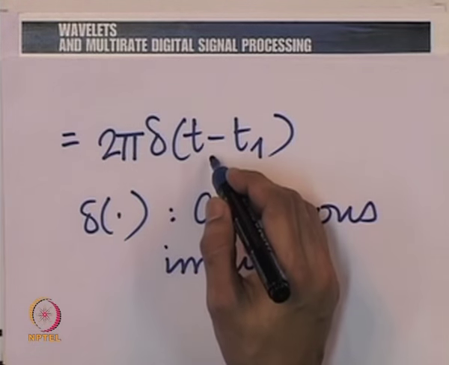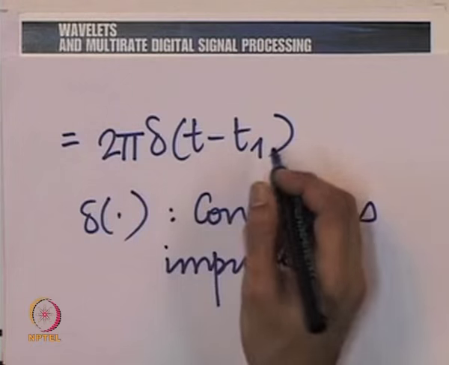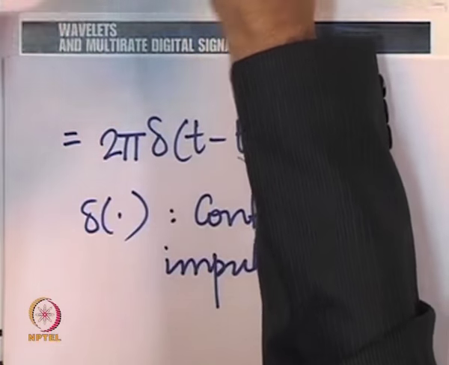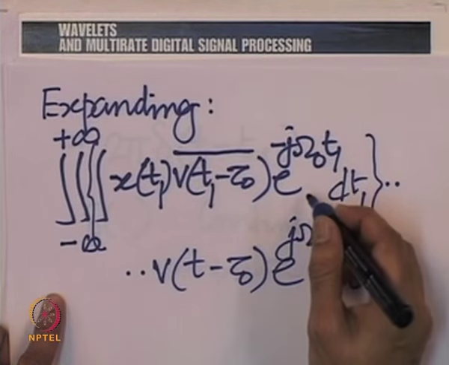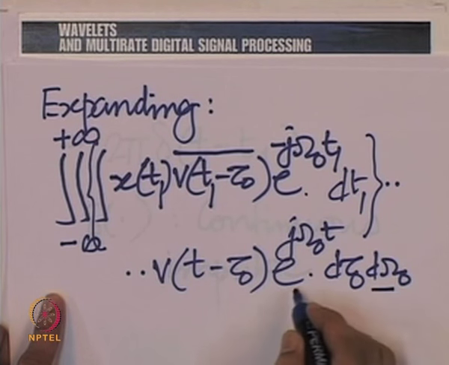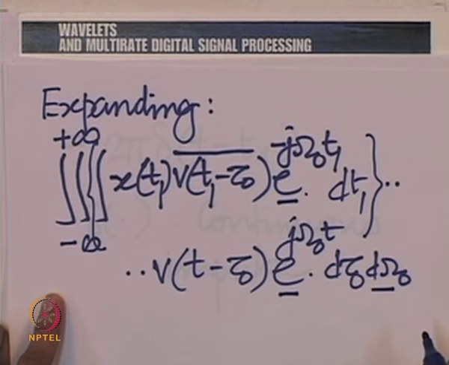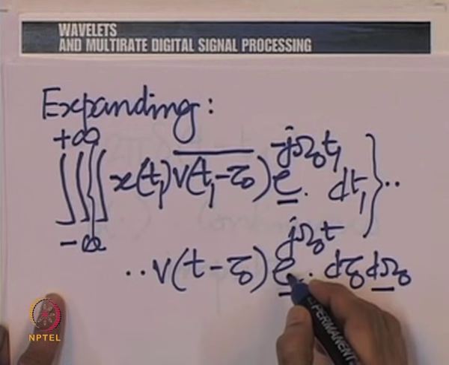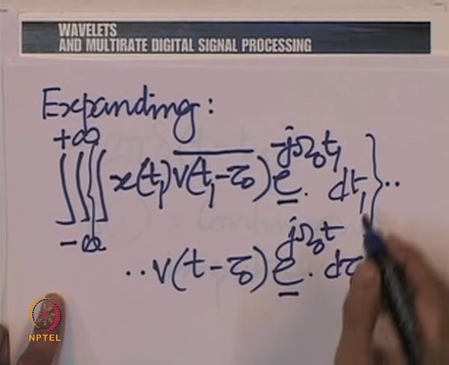And now, I substitute this. When I substitute this, one more integral vanishes. So, let me substitute this back into the original integral that I had, the triple integral. As I said, the triple integral is no longer so frightening. This integral on omega naught, let me underline the terms here. These have been dispensed of with an impulse located at t minus t1. And now, the natural choice is to dispense of the integral with respect to t1. How would we dispense of the integral with respect to t1? We now dispense of the integral with respect to t1.